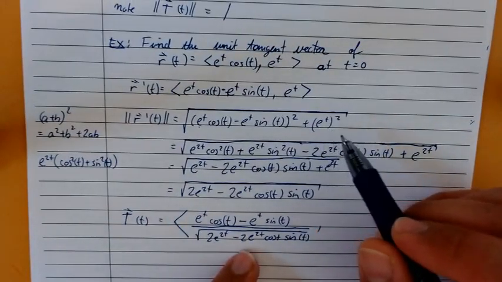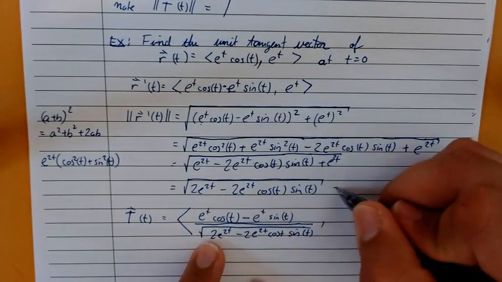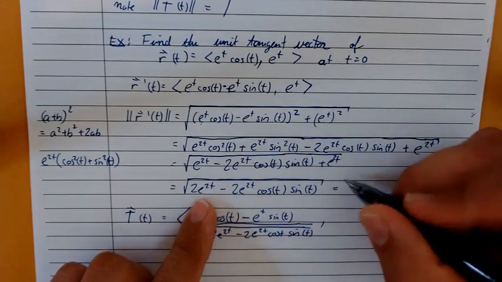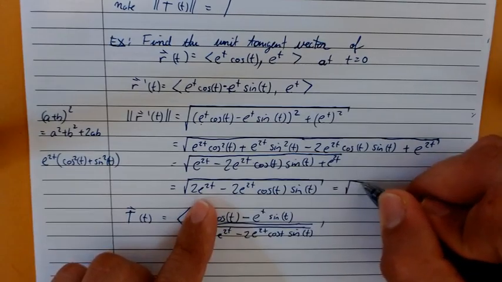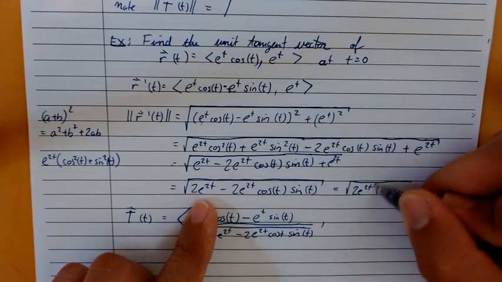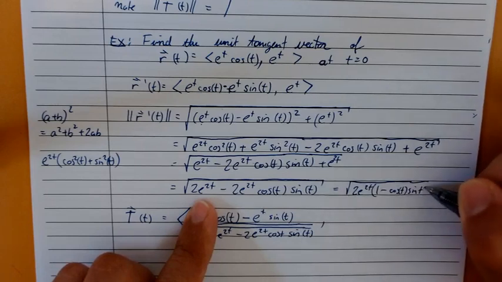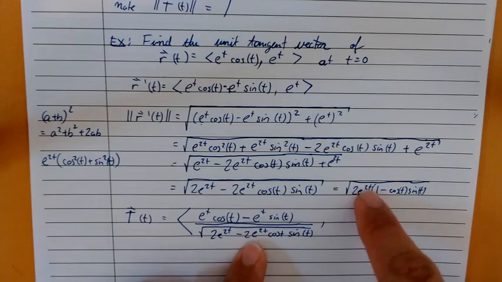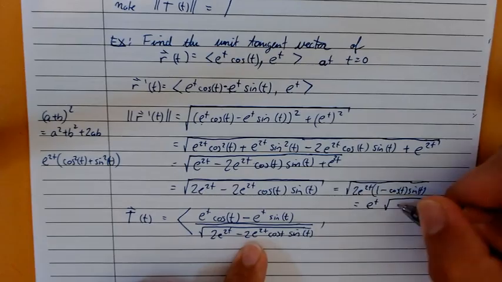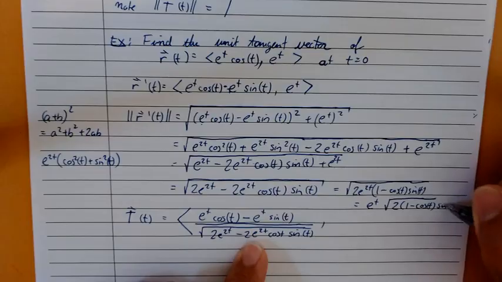You know what? We could actually simplify this a little further. Here, notice that 2e to the 2t is a common factor. We can pull that out. And so we have 2e to the 2t times 1 minus the cosine of t sine of t. But then I know how to take the square root of e to the 2t. So that would just be e to the t times the square root of 2 times 1 minus the cosine of t sine of t.